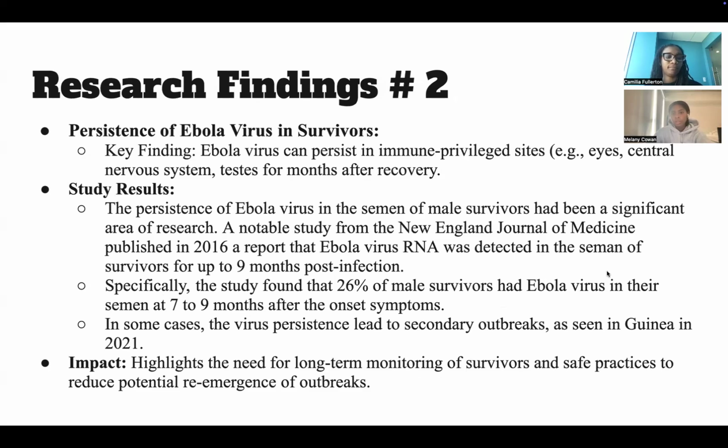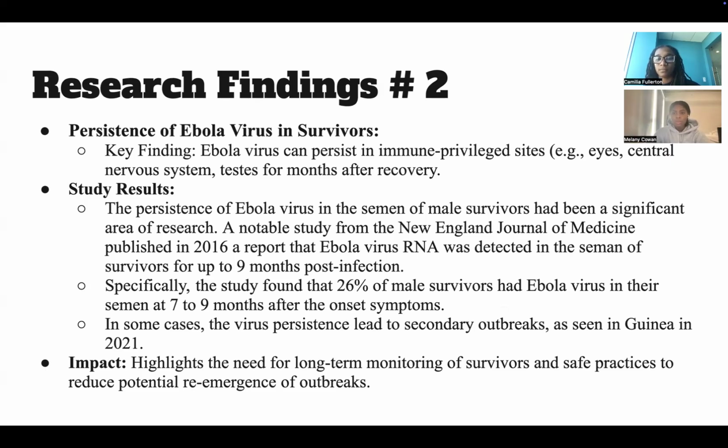Research finding number two, persistence of Ebola virus in survivors. Key findings: Ebola virus can persist in immune privileged sites, such as the eye, central nervous system, and testes, for months after recovery. The persistence of the Ebola virus in the semen of male survivors has been a significant area of research.